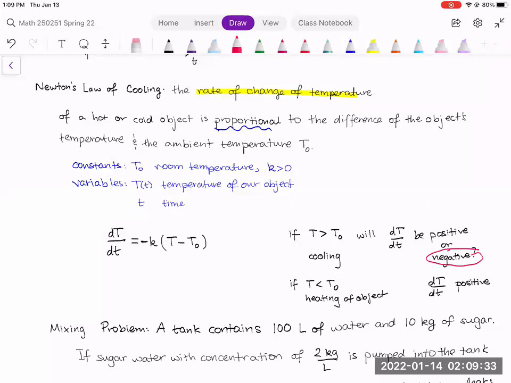Okay, so in the first case, when our temperature was bigger than the ambient temperature, then putting negative K out front means that we're going to see a negative derivative. So we're going to be cooling. In the case where the object's temperature is less than T naught, then this will be negative. And we're multiplying two negatives together, so we're going to see a positive rate of change. That means that we're going to be heating up, which is what we were hoping for.